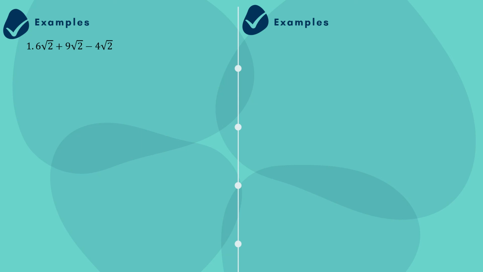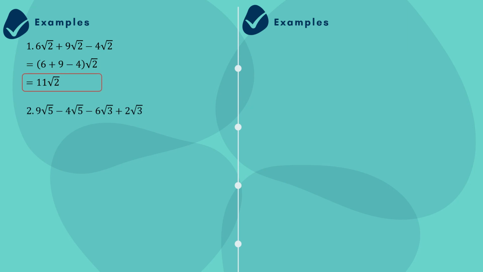So examples here. Number 1, 6 square root of 2 plus 9 square root of 2 minus 4 square root of 2. Parehas lang square root of 2, so we add and subtract the numbers outside. 6 plus 9 minus 4. So what is that? 11 square root of 2. Sample number 1. The answer is 11 square root of 2.